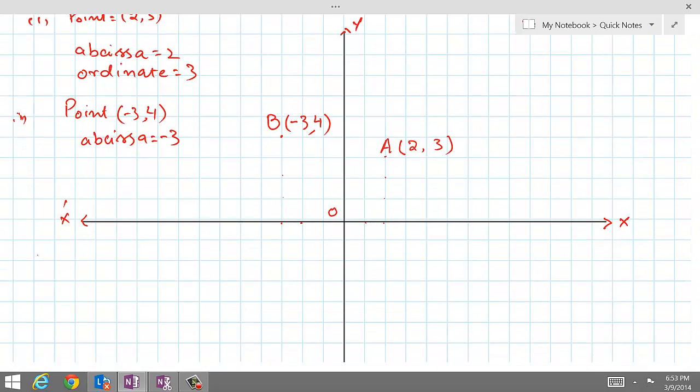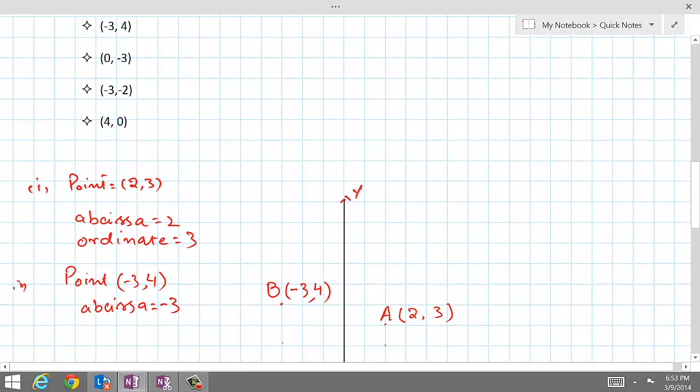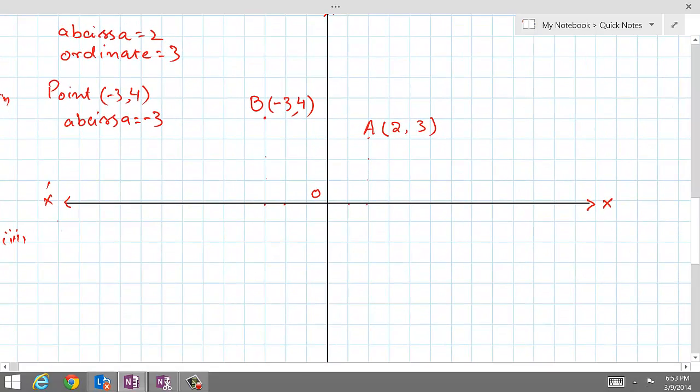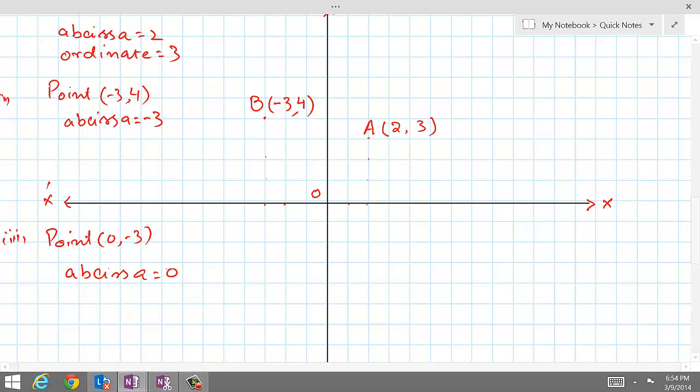So for the third point, what was the point? That was 0, minus 3. So if the point is 0, minus 3, what is the abscissa? The abscissa here is 0. What does 0 abscissa mean? That there is no horizontal movement at all, period.